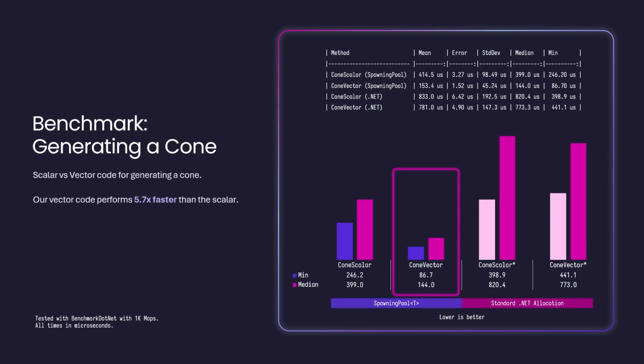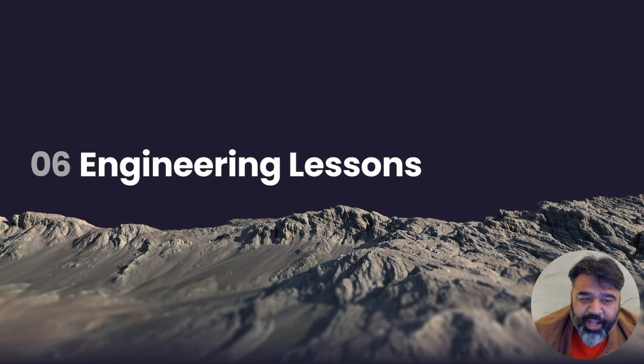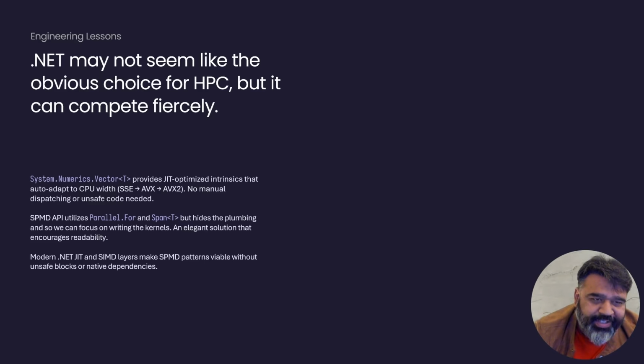Now, I want to talk a little bit about some of the engineering lessons that we learned and other things we observed along the way. For example, I said .NET may not seem like the obvious choice for high-performance computing, but in our experience, it can compete fiercely, and we've basically bet everything on it. So we're serious about this statement.